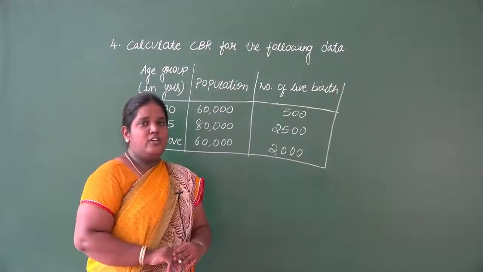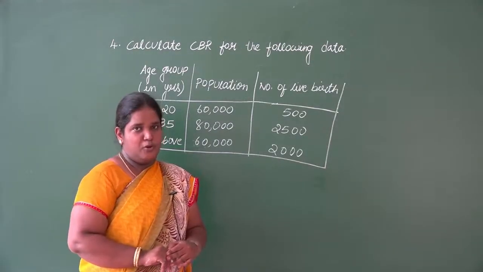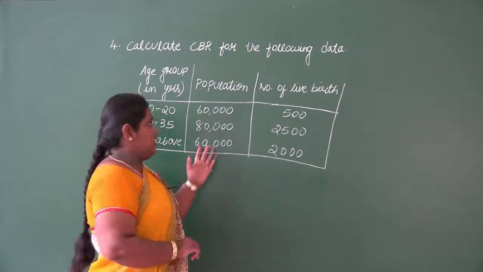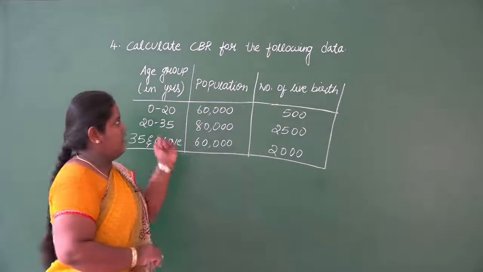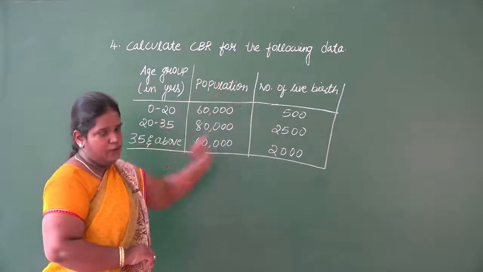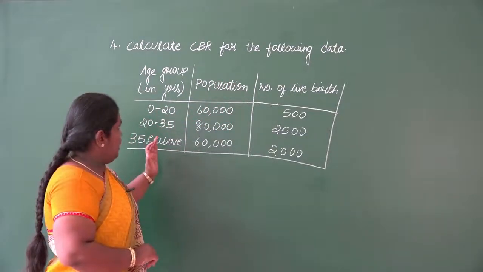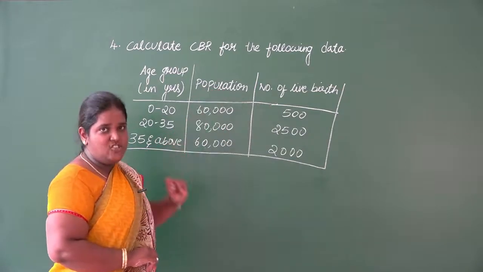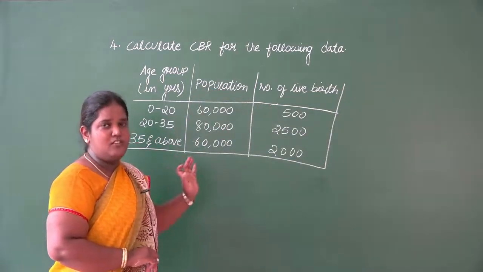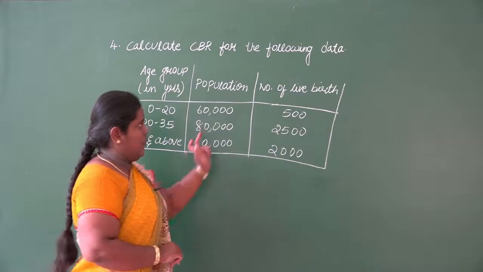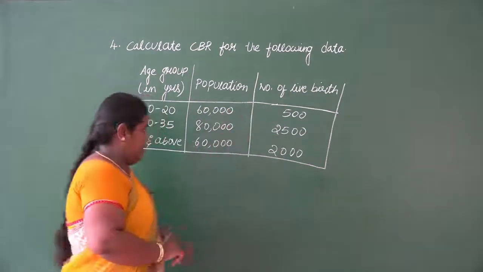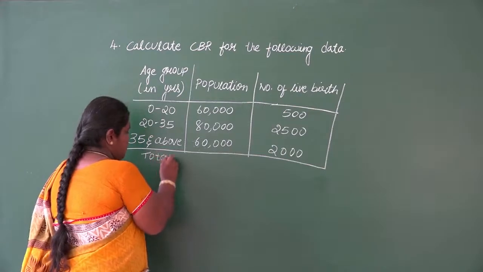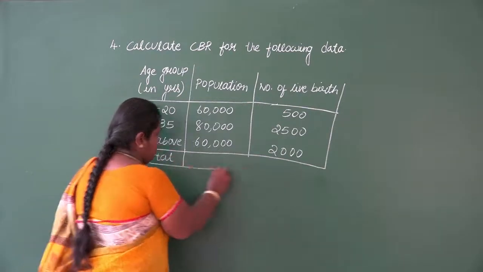Till now what you have learned are 2 marks problems. Since they were statement problems, they were for 2 marks. Now here it is given in terms of tables. Calculate CBR for the following data. I've mentioned the age group, population, and number of live births. I've mentioned it only as population, but we assume it to be the average population value. The first step in this is to find the total of the population for all the age groups.